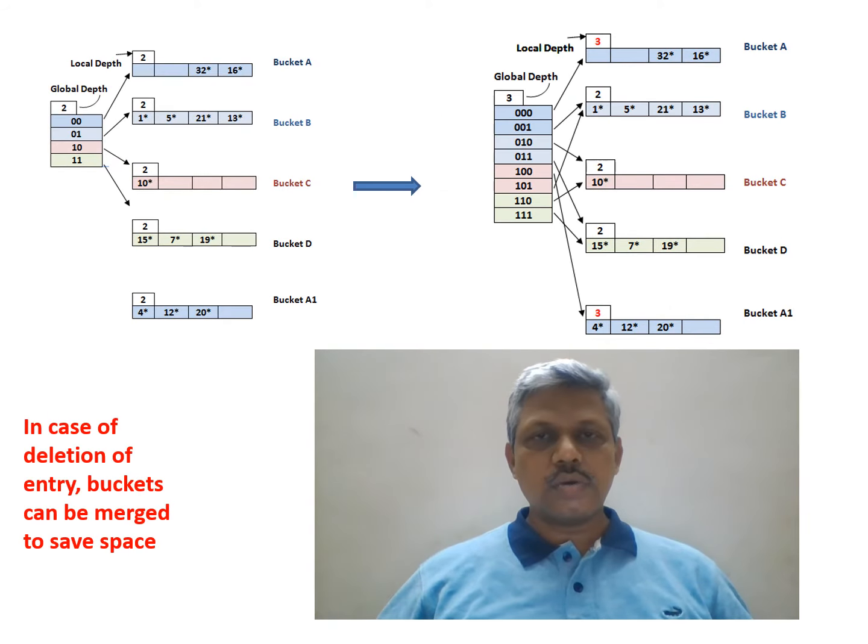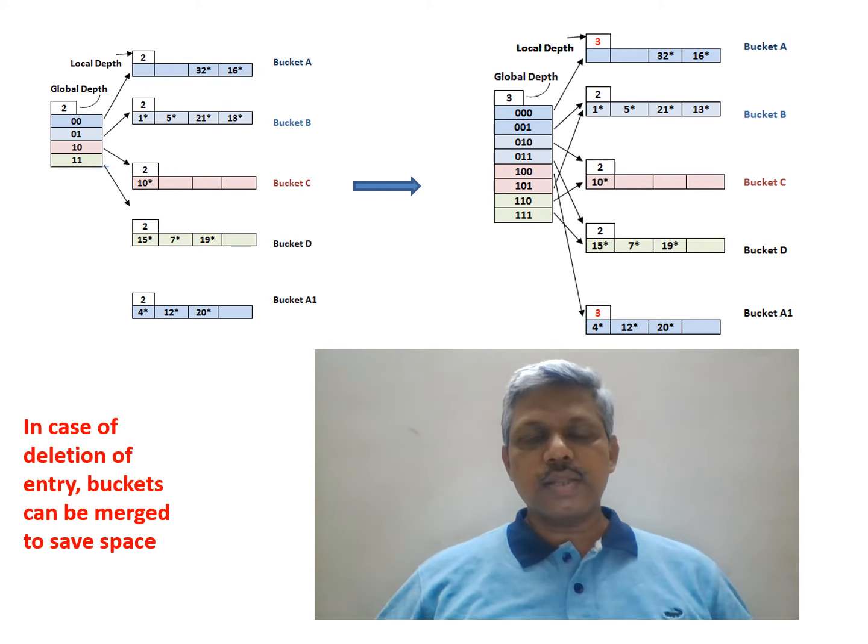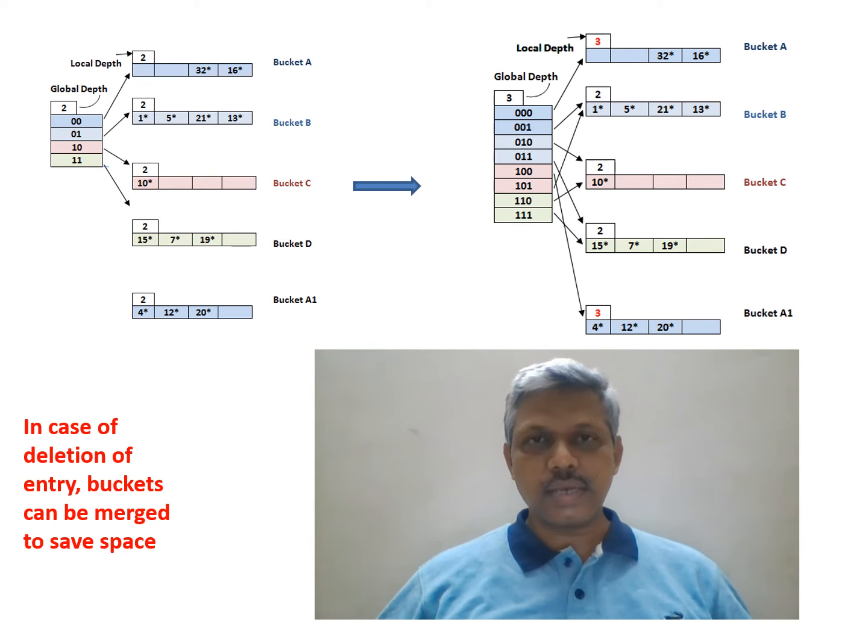Now let us see how the split is identified. If you start with 0 0, 0 1, 1 0 and 1 1, the local depth is 2 and global depth is 2. In the previous slide, we observed that bucket A consists of 4 values, 4, 12, 32 and 16. Now suppose you want to insert one more value, 20. If you compute the binary string and take the last 2 digits, they indicate 0 0. But bucket A is already full, so I cannot insert it there. So now I have to split bucket A into 2, bucket A and bucket A1.